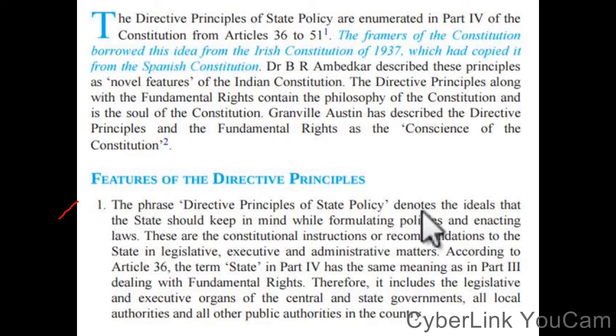Features: the Directive Principles of State Policy describe the ideals that the state should keep in mind while formulating policies and enacting laws. These are constitutional instructions and recommendations to the state in legislative, executive, and administrative matters.